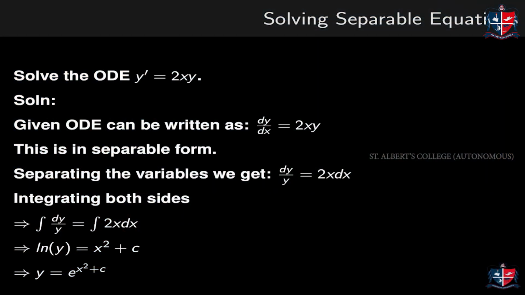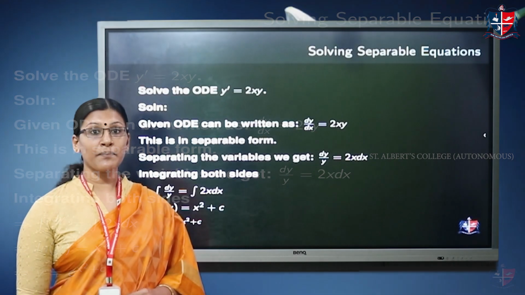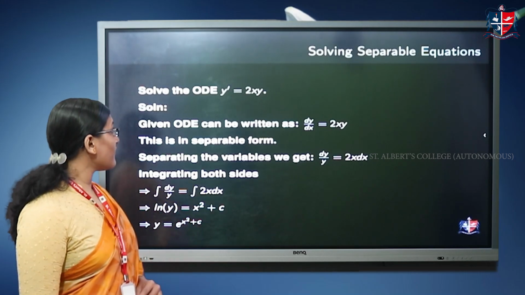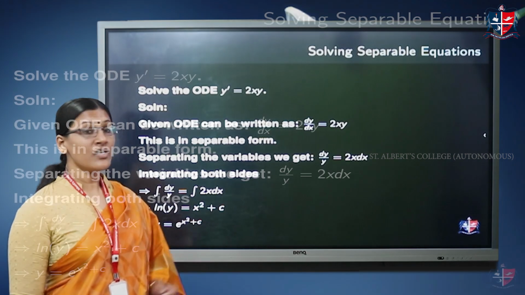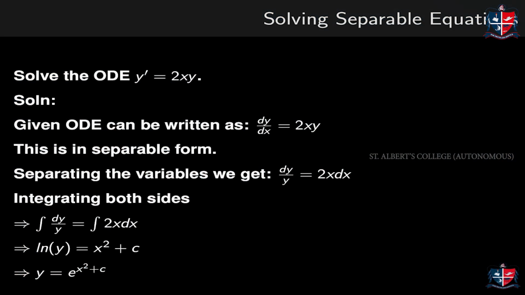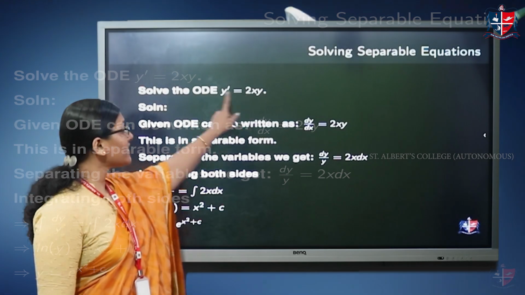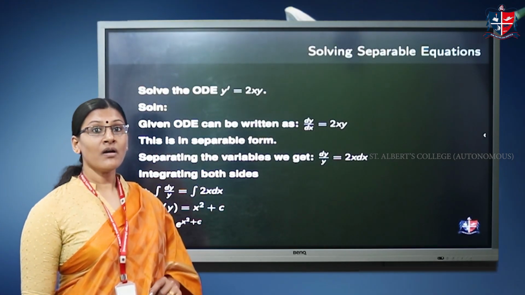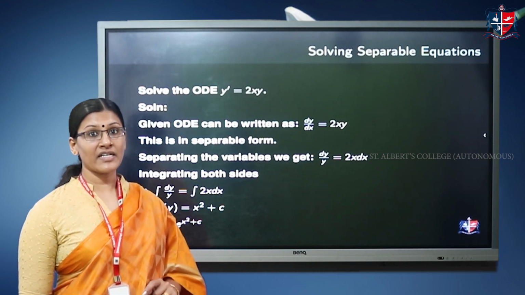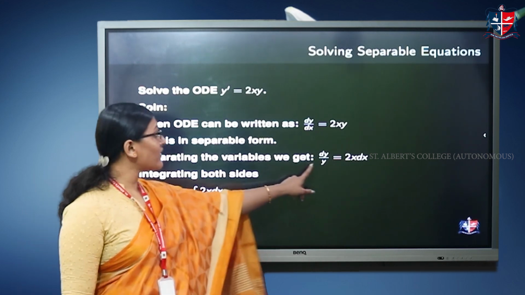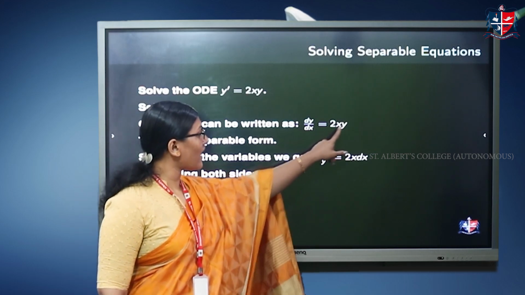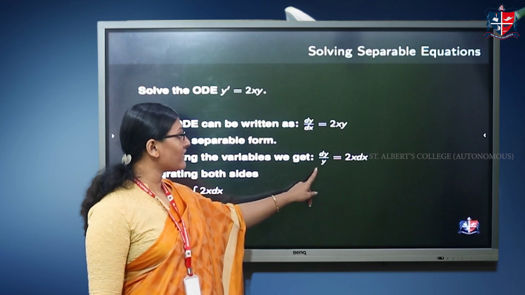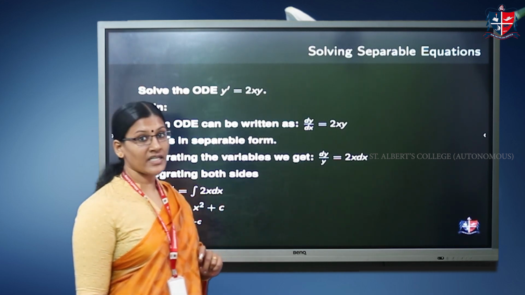Next, we will use this method, that is separable equations, to solve a first order ODE. Here we are given a first order ODE y dash equal to 2xy. Here y dash is dy by dx. So first we will write this equation as dy by dx equal to 2xy. Now we will separate the terms in y and x. Separating y and x, we can bring this y to this side and dx to the right side. So we will get dy by y equal to 2x dx.